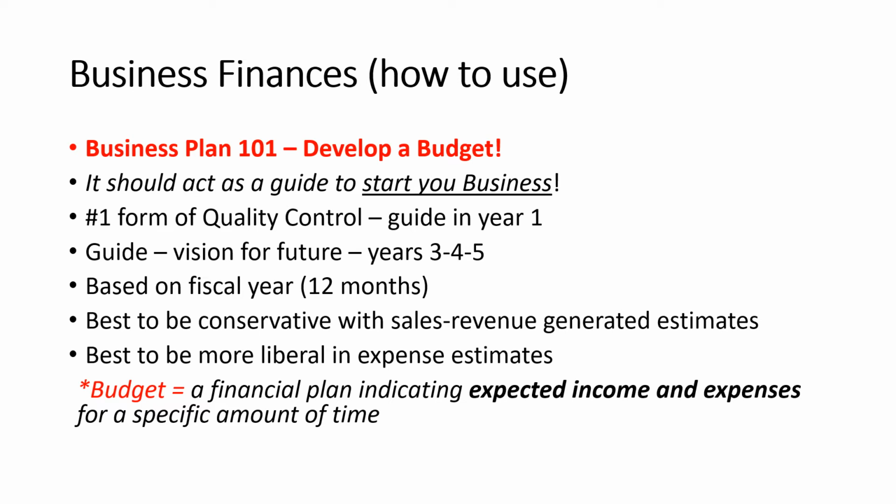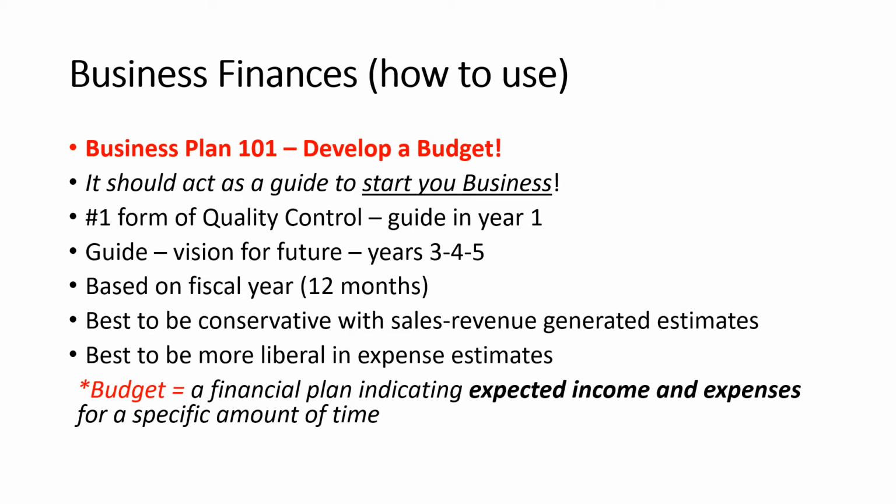So a good example is instead of January 1 for universities, July 1st is the start of the fiscal year, because, again, we get into preparing for the fall term and the spring term, which are the cash cows, and the summer is additional profit centers. Is it best to be conservative with sales? Yes, and revenue generated estimates.